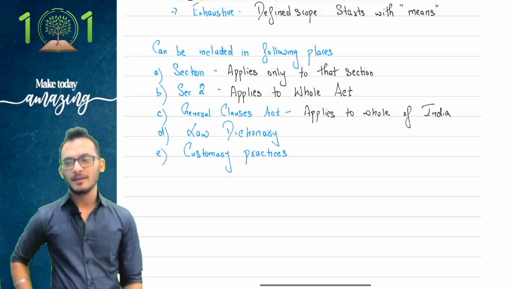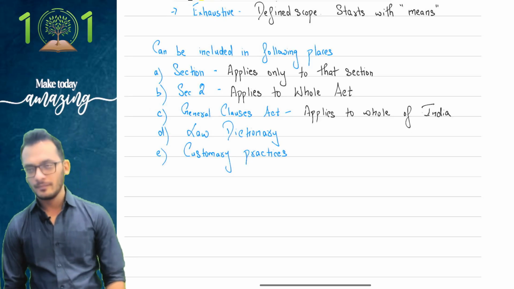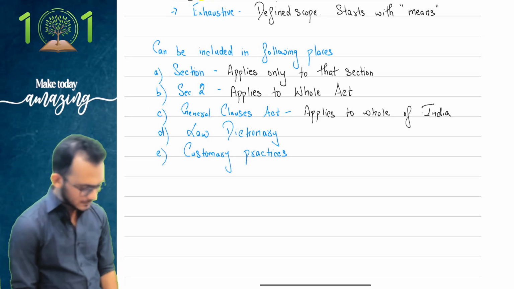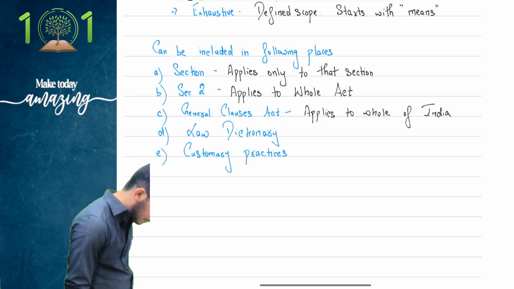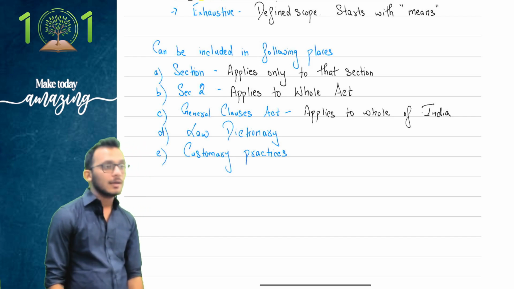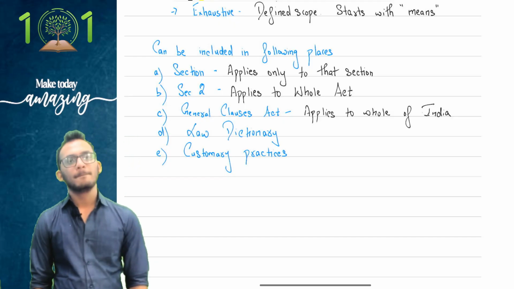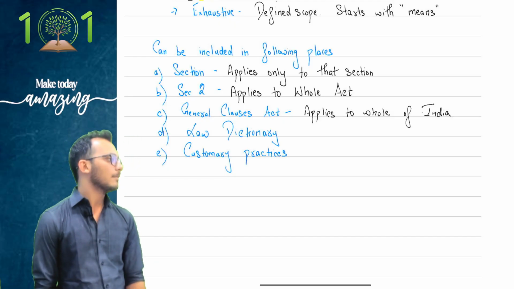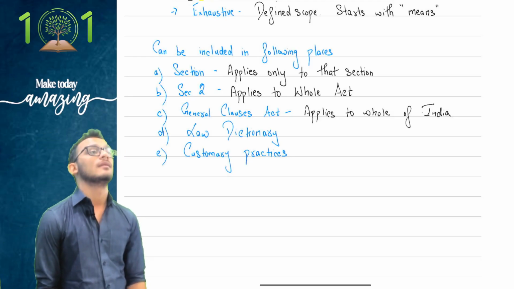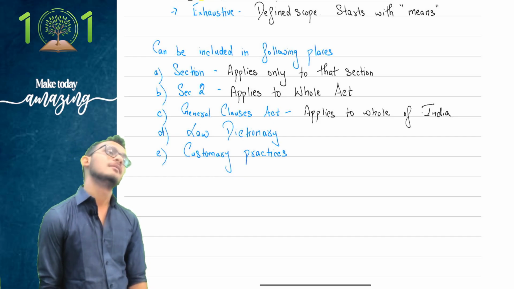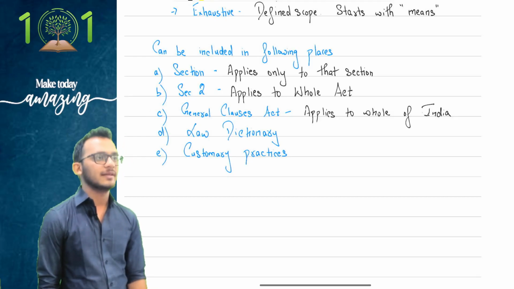4 is Law Dictionaries. Last one is Customary Practices. Okay. Yes. Good. That's what we're coming next.